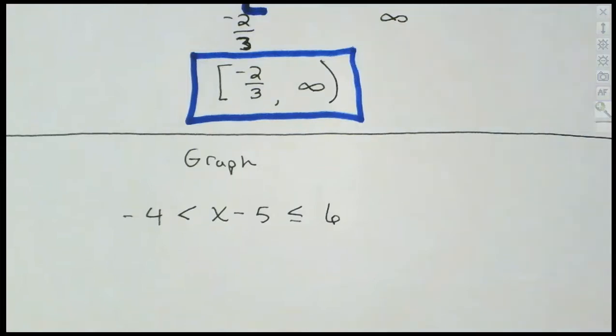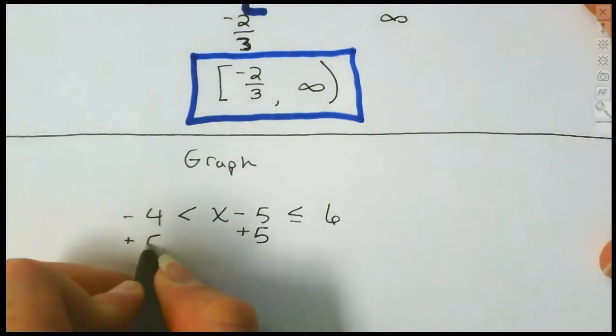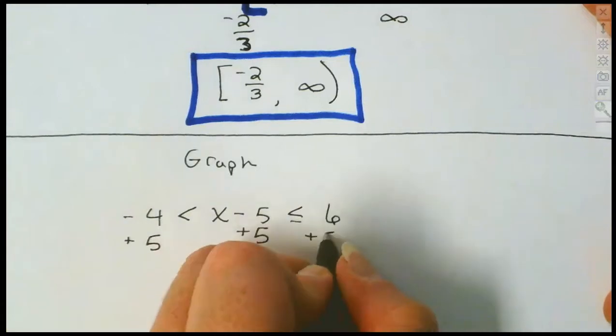What's our goal going to be? Well, where's the x at? x is in the middle. We want to make sure that x gets by itself. Now it's in the middle, so whatever we do in the middle, we have to do to the outer sides, both sides. So that 5 is a negative. I want to move it over. So what am I going to do? Add 5. Now when I add 5 to get rid of it, I have to add it to both the other sides.